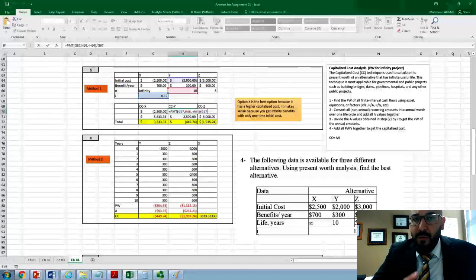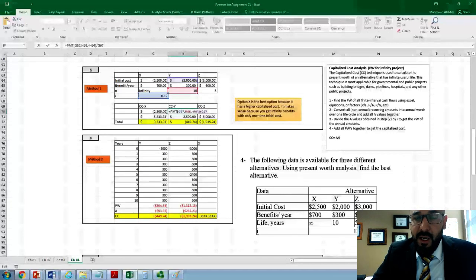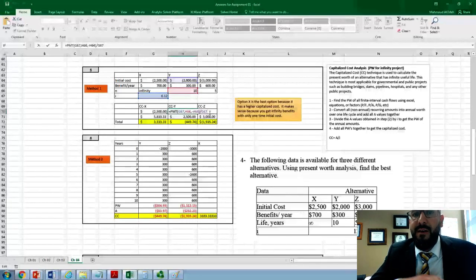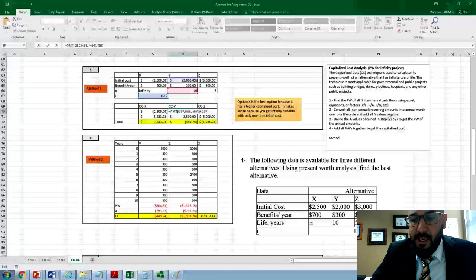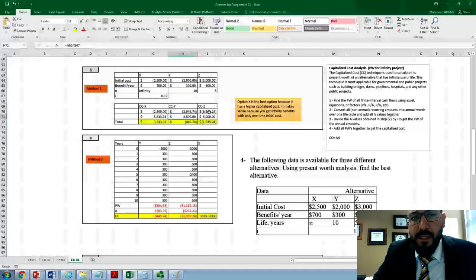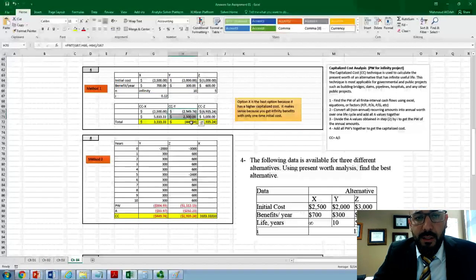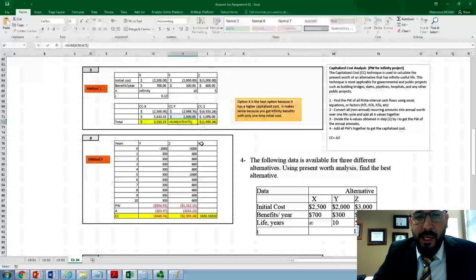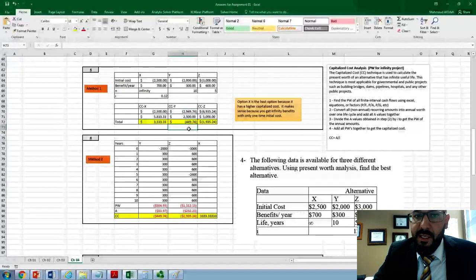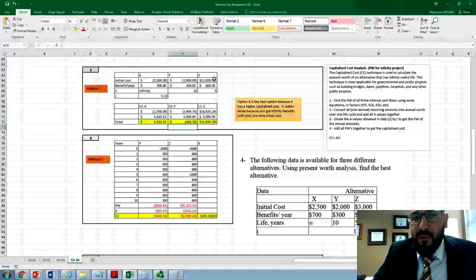It is assuming that this Y is available forever, and you're going to buy it every 10 years forever. This is what the capitalized cost is. So you add these together to find out what would be the capitalized cost, which would be 449, and this is a negative.